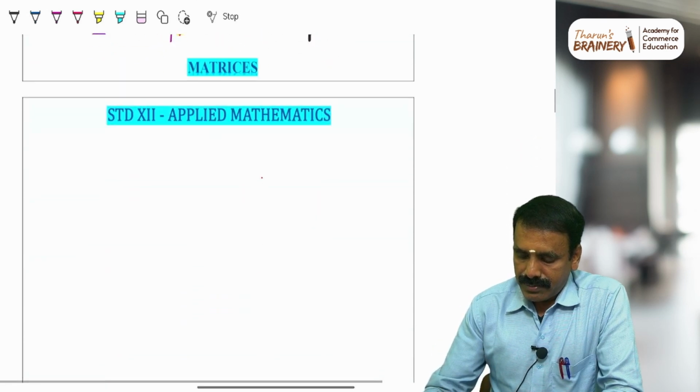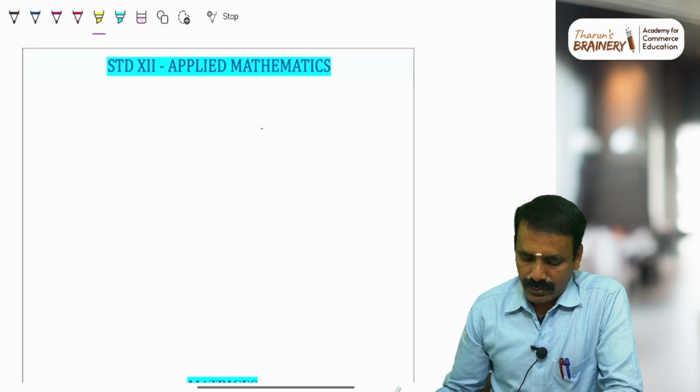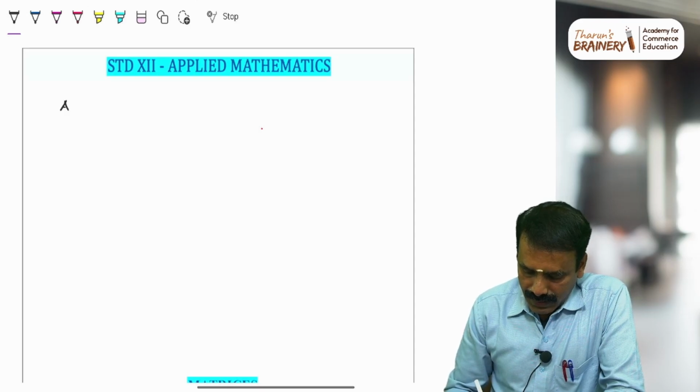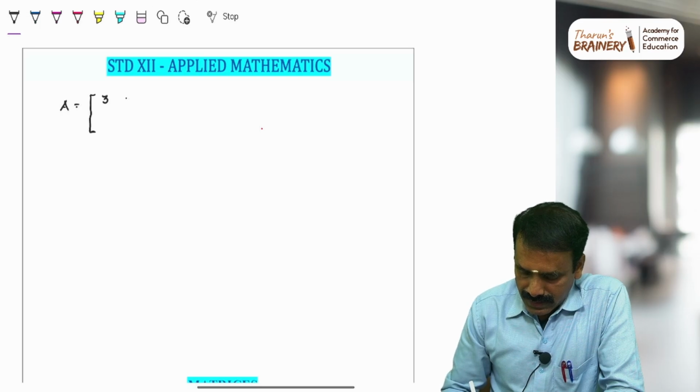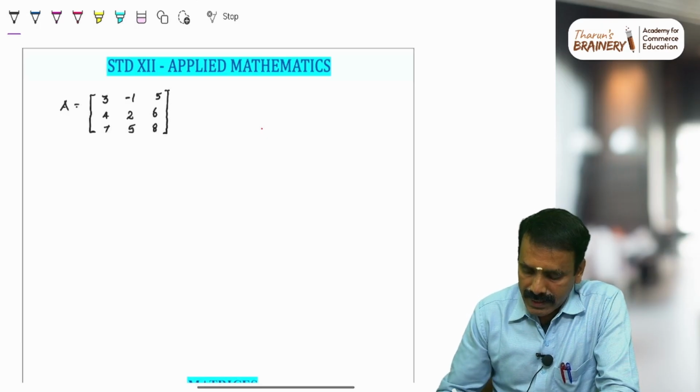Let us discuss a very simple problem and make ourselves comfortable in multiplication of 2 matrices. I take a simple matrix. A is a matrix with rows 3, minus 1, 5; 4, 2, 6; 7, 5, 8. What is the order of this matrix? The order of this matrix is going to be 3 by 3.